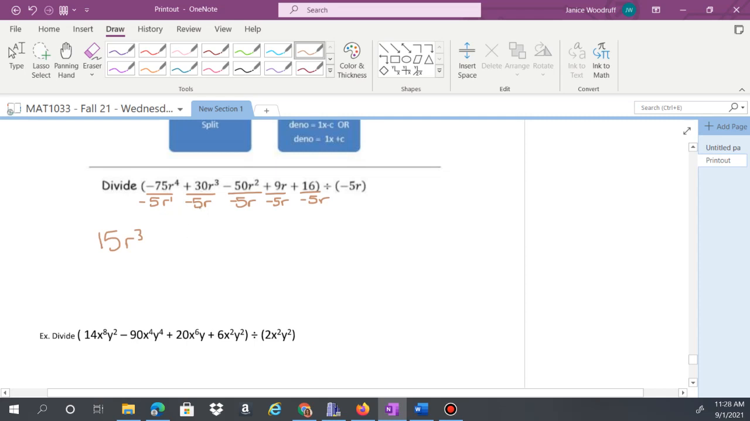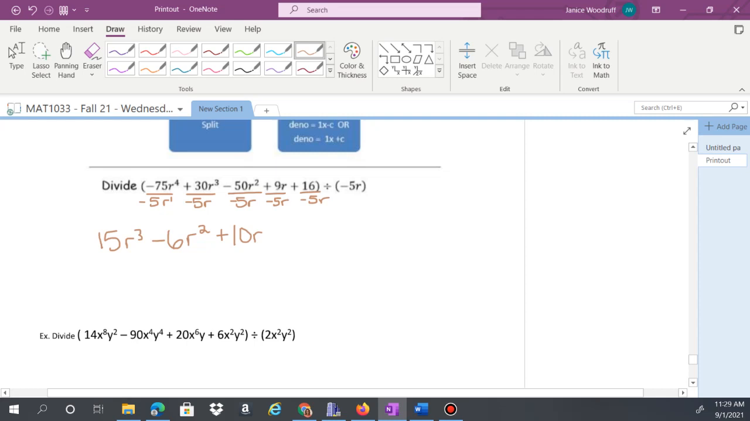Then I'm doing 30 divided by negative 5. What will that give me? Negative 6, and then r to the second. Yep, 3 minus 1, 2. Then negative 50 divided by negative 5: positive 10. And then r to the first. 2 minus 1.